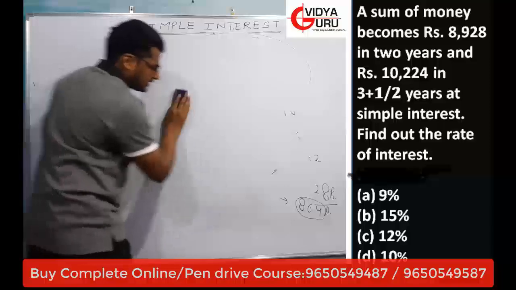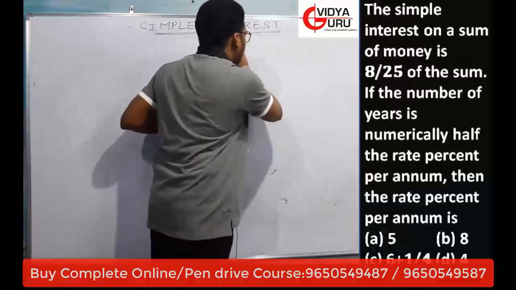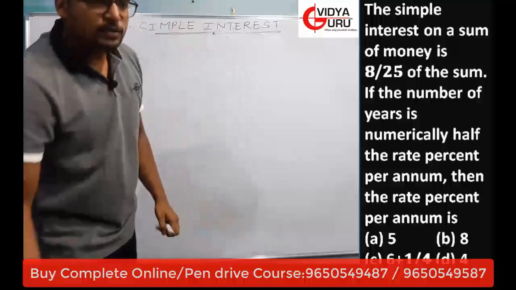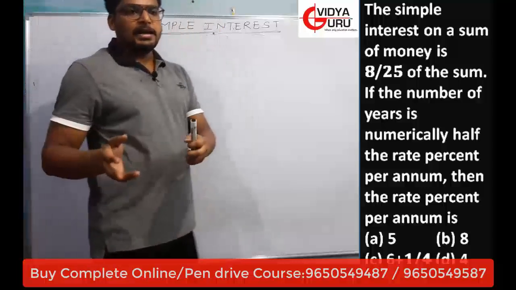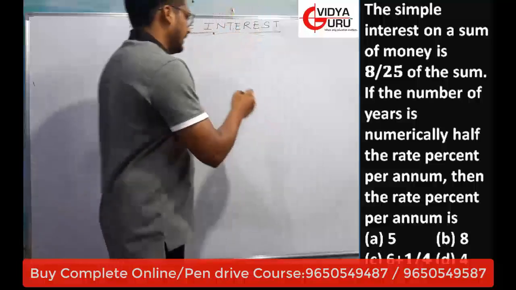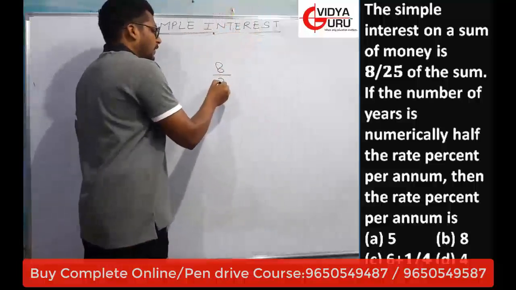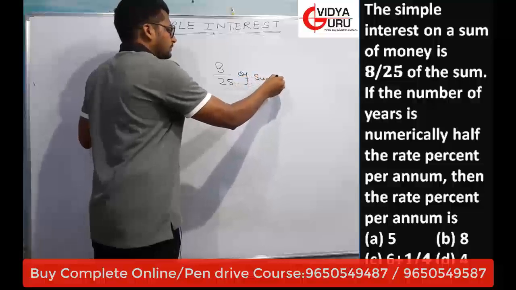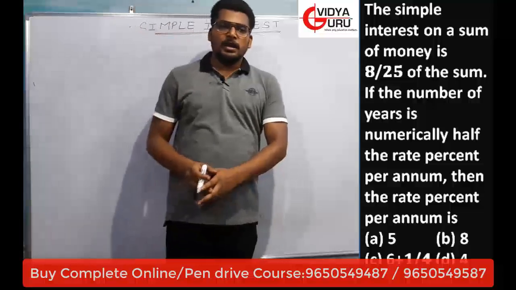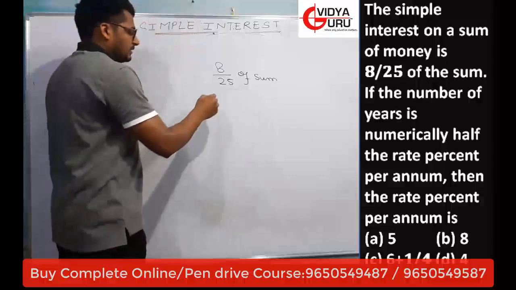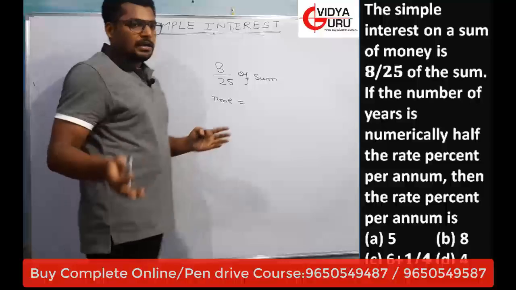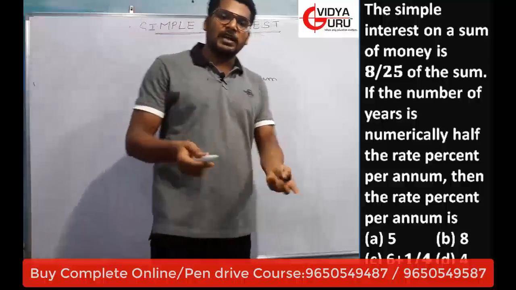These questions are all from recent examinations that have been conducted. What is the next question saying? Simple interest on a certain sum of money is 8 by 25 of the sum, and the number of years, meaning the time given, is numerically half of the rate.